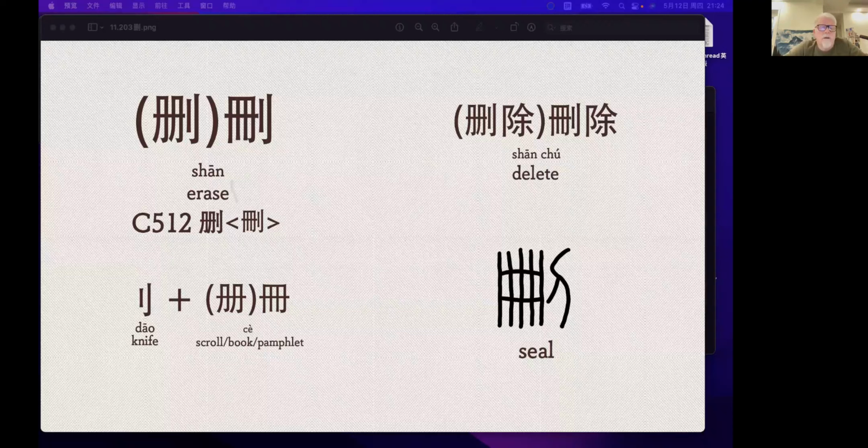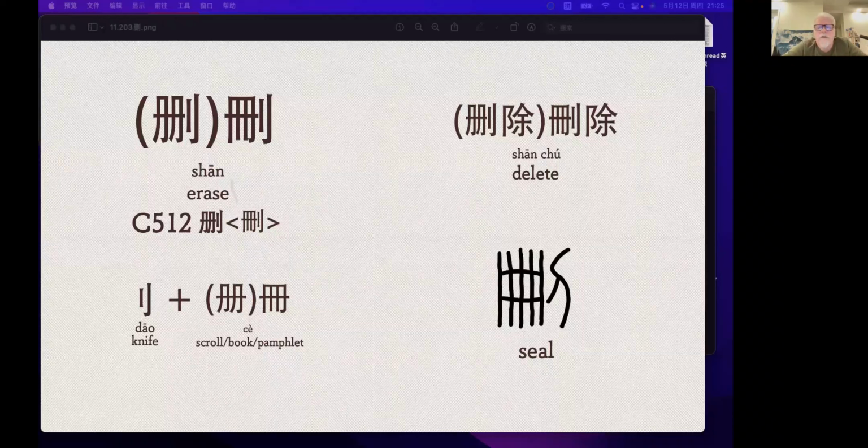On the left is a ce, and on the right is a dao. So when we think about Chinese characters, we always want to think about what life was like in ancient China. And before they invented paper, they wrote on bamboo strips with ink, not pencil lead. They didn't have erasers. So if they wanted to erase something, they had to use a knife. So you see the character here, it's a dao on the right hand side, and a ce, which indicates there are two components that indicate the meaning. You have the simplification rule C512.